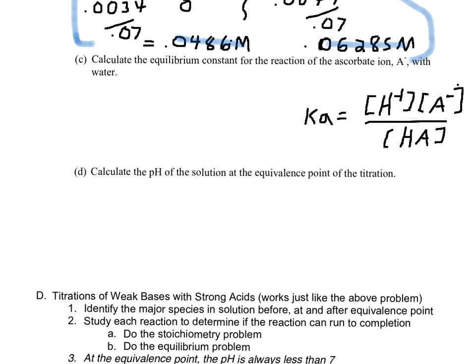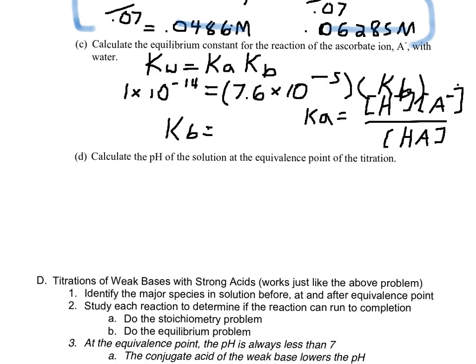And if we have Ka, then we automatically know what Kb is, because we can use that Kw expression to find that. So remember that Kw is 1 times 10 to the negative 14th. That's going to be equal to Ka times Kb. So I plug in my Ka, and I should be able to find my Kb. And I get about 1.3 times 10 to the negative 10th.